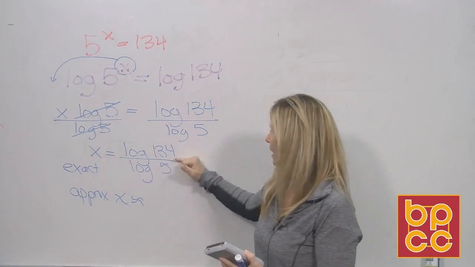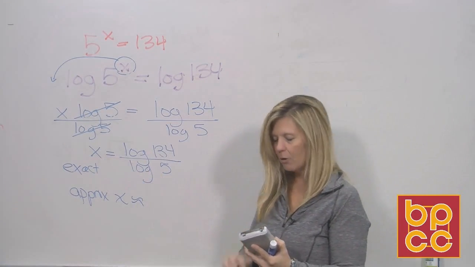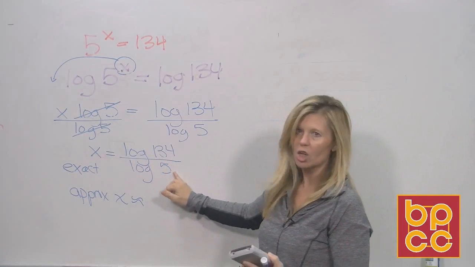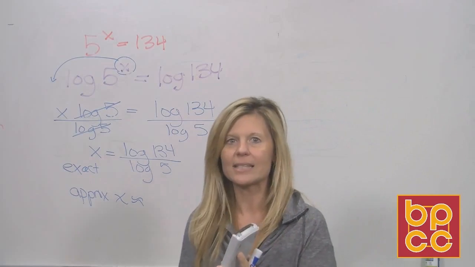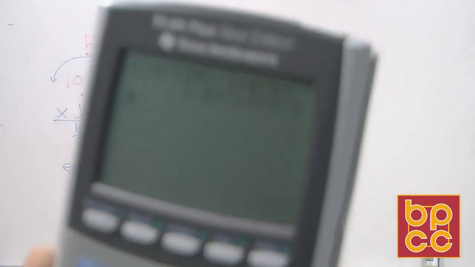Division bar means divided. Hit the division symbol. And then we're going to type log 5. It opens a parentheses, you're going to close it. And then you'll hit equals and get a crazy decimal. Let me hold that up to the screen. I know that's going to be hard to see. Can y'all see it? Okay, you get that crazy irrational number.